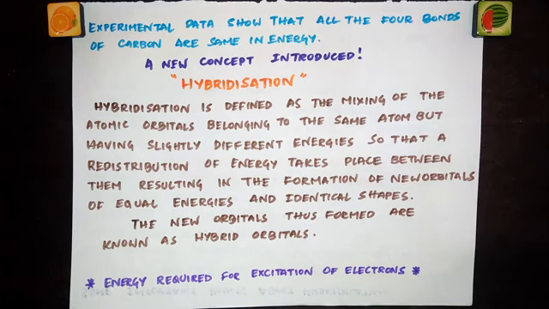I've explained that when I told you about VB theory and the orbital concept and the energy considerations, how energy is released when the combining atoms approach each other. So the energy required for excitation of electrons is provided by this energy. That is the reason why hybridization never takes place in an isolated atom but occurs only at the time of bond formation. So keep that in mind. We are talking about this concept, hybridization, and that happens only at the time of bond formation, not in the atom when it is isolated or not forming any bond.